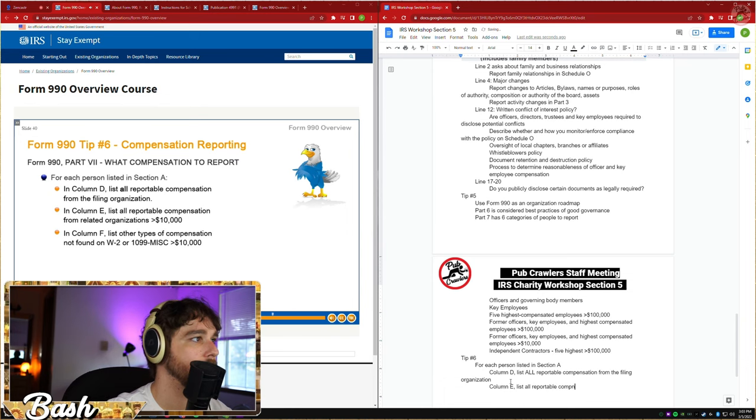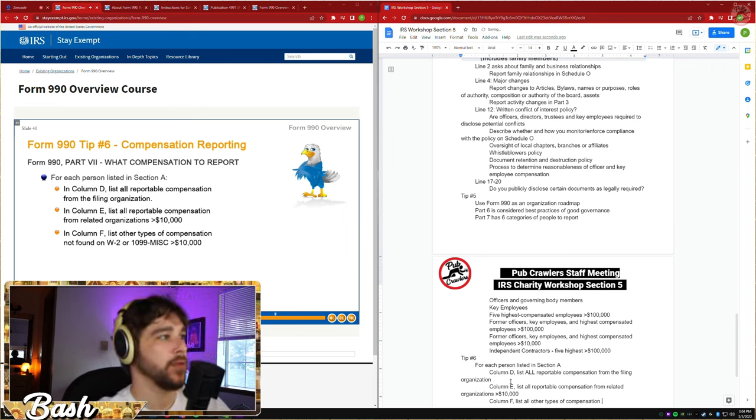In column F, your organization should estimate and report most types of other compensation, meaning compensation that doesn't appear on forms W-2 or 1099 from both your organization and other related organizations. This includes housing benefits, split dollar life insurance benefits, expense accounts, tuition assistance, travel and moving expenses, and sick and vacation leave cashed out. Certain de minimis and working condition fringe benefits don't need to be reported.